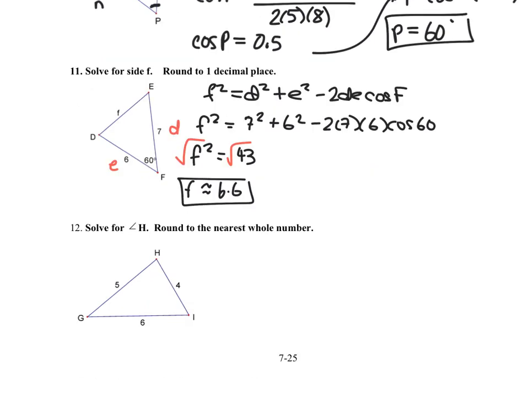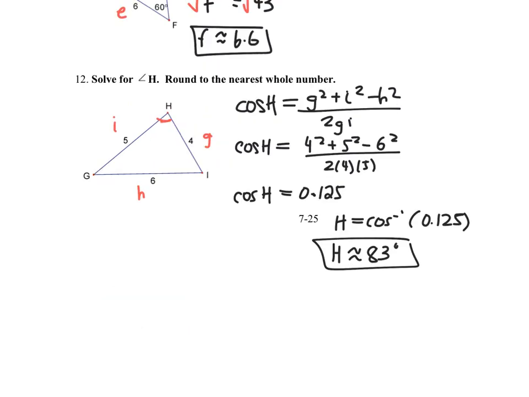Okay, so because we were looking for F, the formula was F squared equals D squared plus E squared minus 2DE cos F. So again, the side we're looking for and the angle match, and then the other sides are in the middle. Okay, you should have had 43 when you simplified the right side, and when you square rooted that, 6.6. So if your formula looked right but your answer was wrong, it must have been a calculator issue. So now try 12 to solve for angle H. Write that general formula, then check back with me.